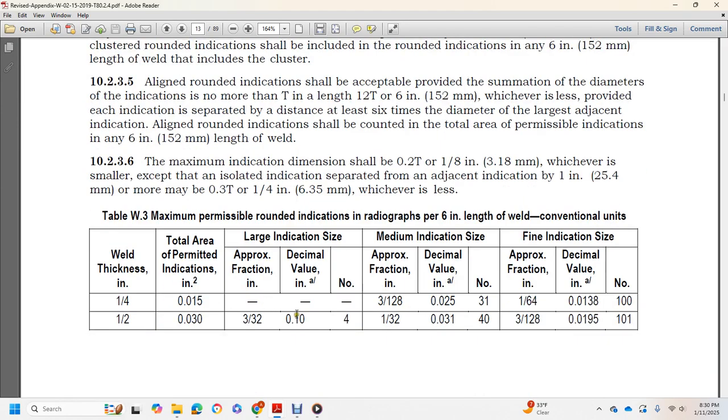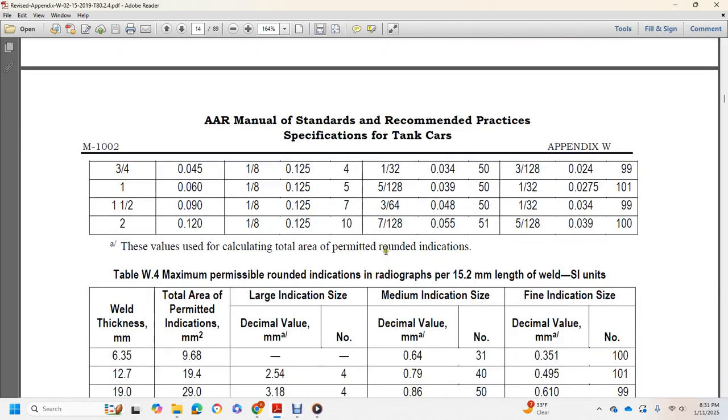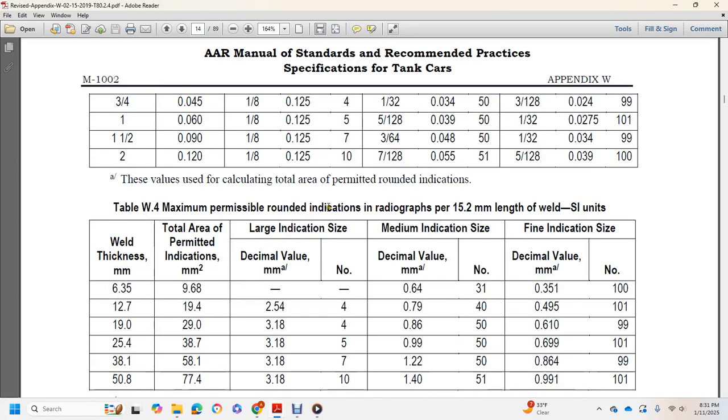The table lists weld thickness 1/4 inch, 1/2 inch, then total area permitted in square inches, large indication size in approximate decimal value, medium indication size in approximate decimal, and number. Then it continues to 3/4 inch, 1 1/4 inch, 1/2, 3/4, 1 inch, 1 1/2, and 2 inches. Maximum permissible round indications per 152 millimeter length of weld, in standard units.